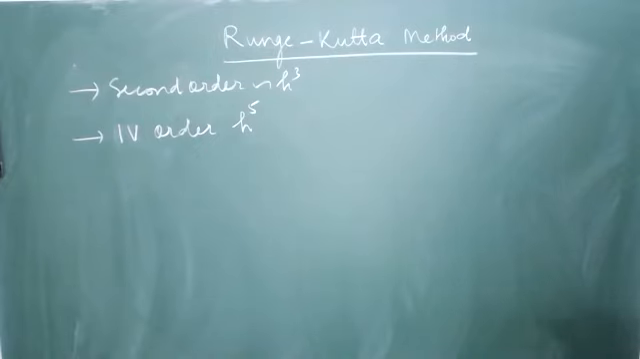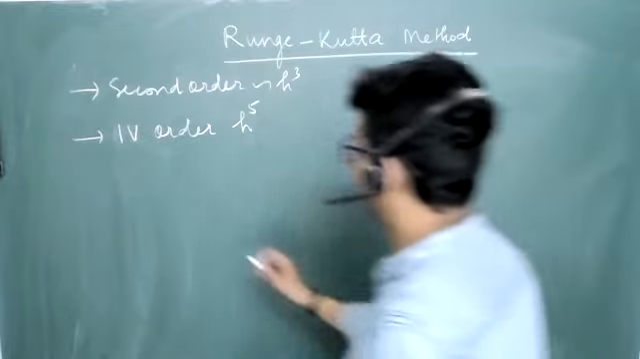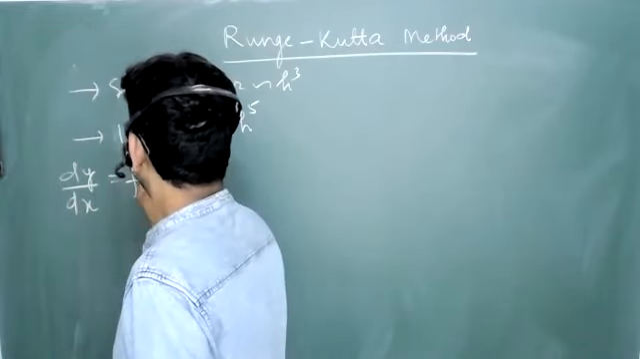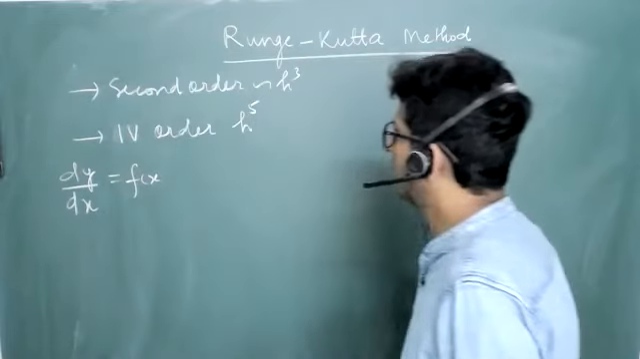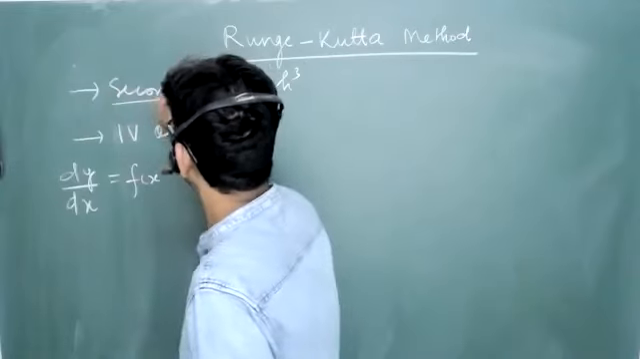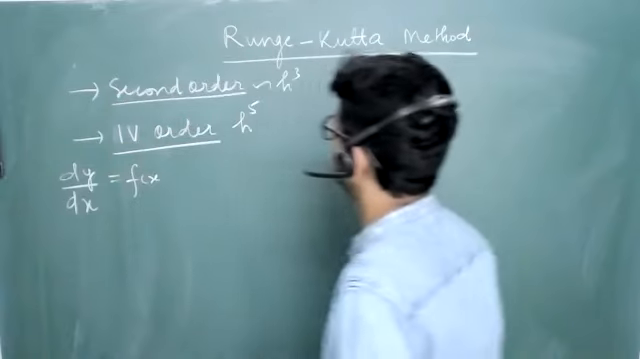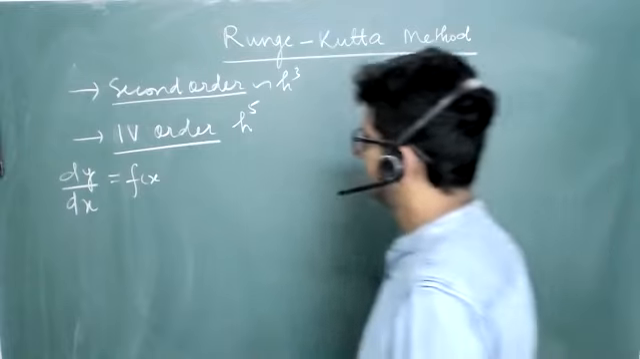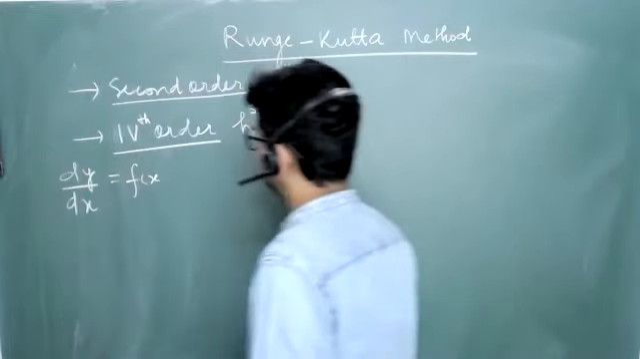Now let us deal with this Runge Kutta method. Sir, order means error. Order means second order and fourth order. There are two methods in Runge Kutta method. The first method is called second order Runge Kutta, and the next method is called fourth order Runge Kutta. So I will discuss them one by one.